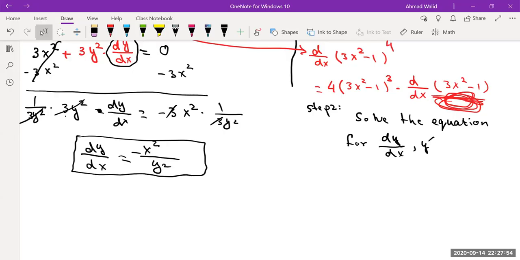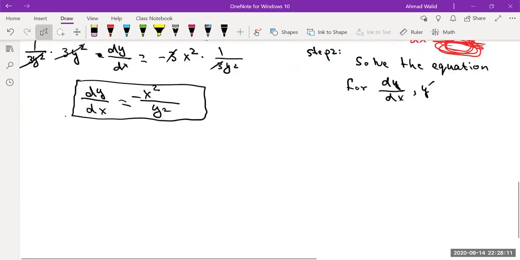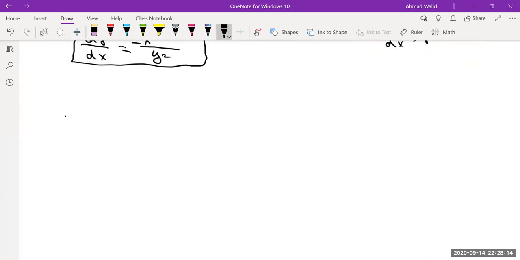Correct? We call this process, this method, implicit differentiation. Correct? Let me take another example for you. Let me do another example for you. Let's say example number 2.